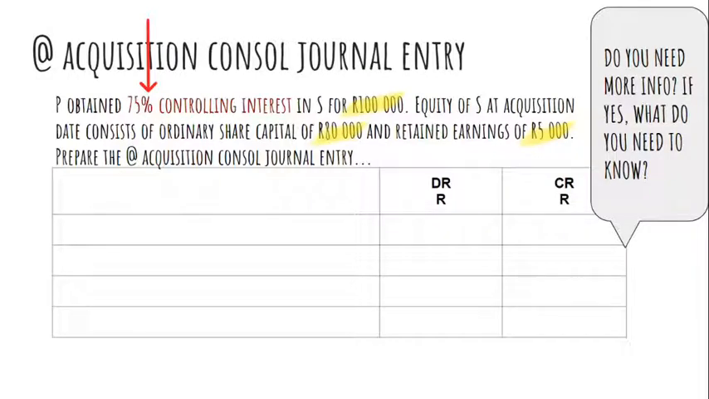Let's prepare the at-acquisition consolidation journal entry. We have the information to eliminate the at-acquisition equity and the at-acquisition investment value. Don't we need more information the moment we have NCI? Yes, we do. What do we need? We need to know how the parent decided to measure NCI at acquisition date. And the measurement options are either at fair value or at proportionate share.